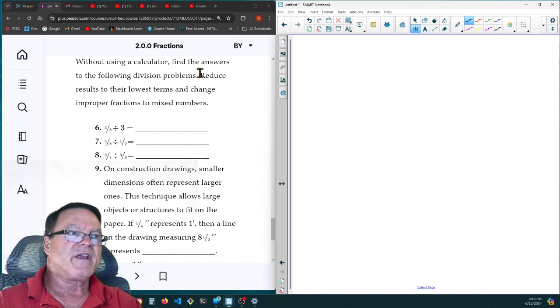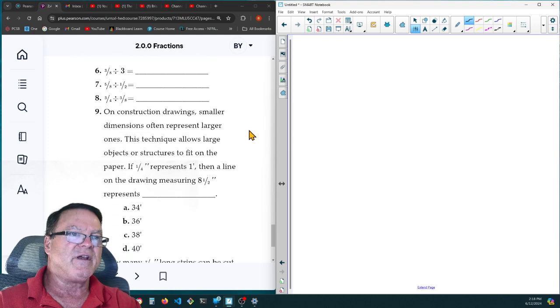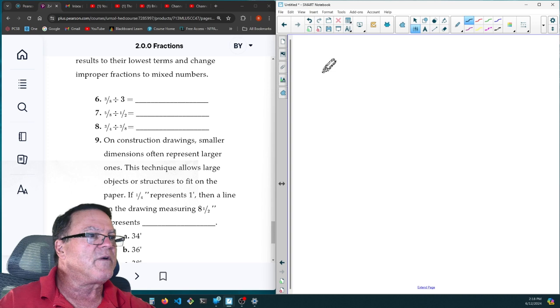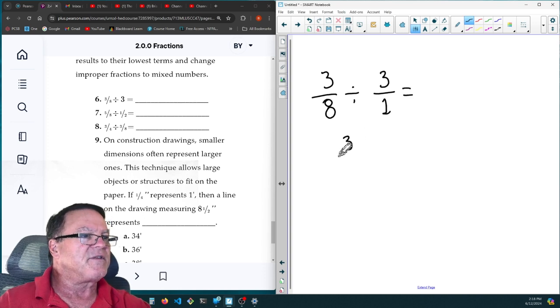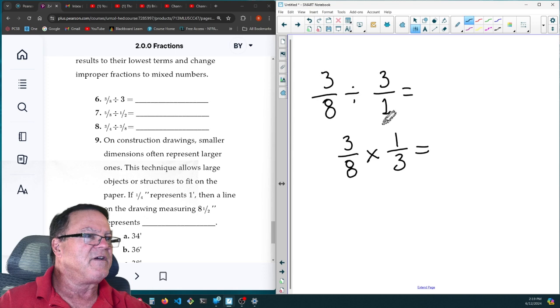Okay. Without using a calculator, find the answer to the following division problems. 3/8 divided by 3. All right. So here we have 3/8 divided by 3. And I'm going to write 3 as 3 over 1. And because of that, I'm going to say 3/8 times 1 over 3. I'm going to invert the divisor, and I'm going to change my symbol from divide to times.